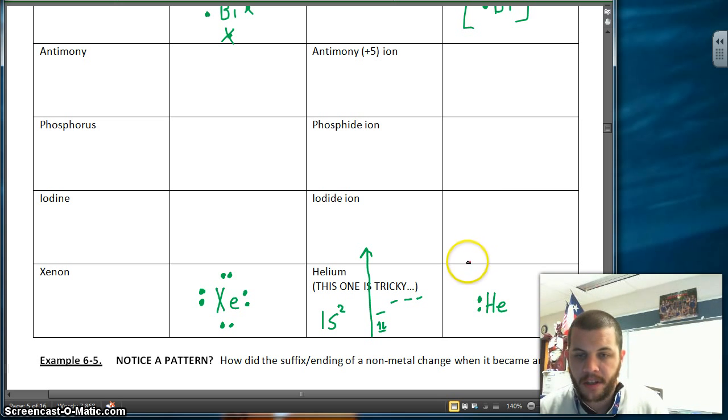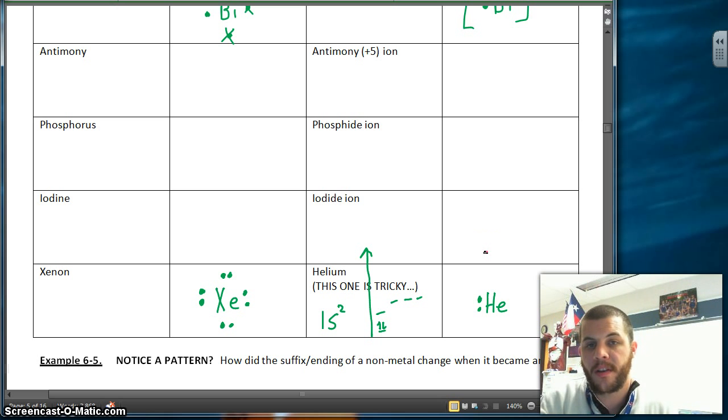Okay, so that's the beginning of Lewis dot structures. We've got a lot more to do. We're going to see in the next video how to draw a Lewis dot structure of ionic compounds, and how to draw Lewis dot structures of covalent compounds will be coming up this unit as well.